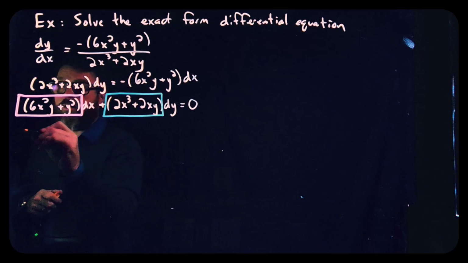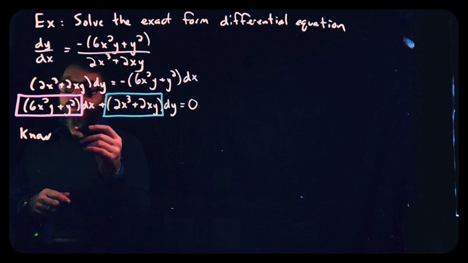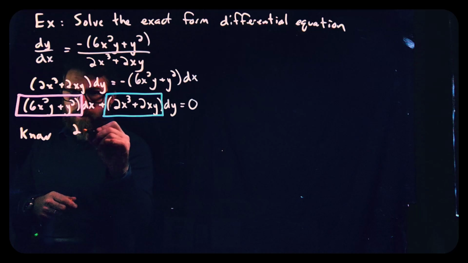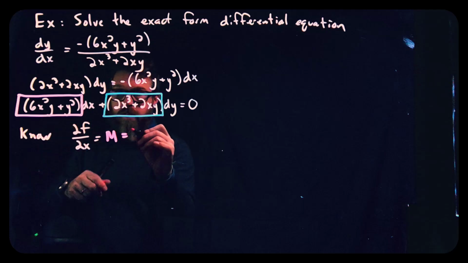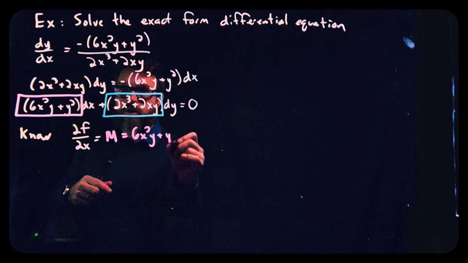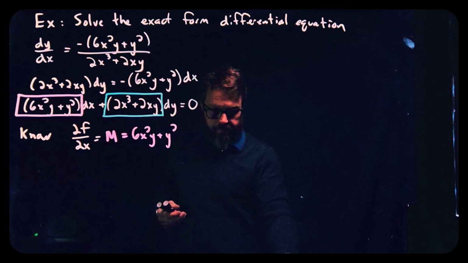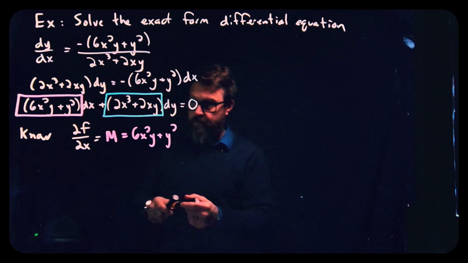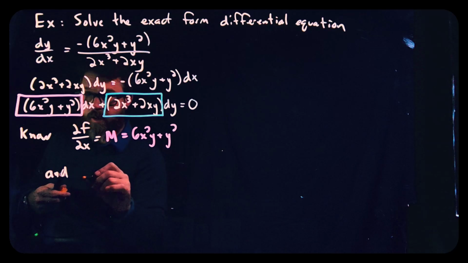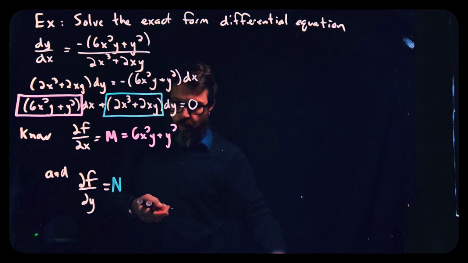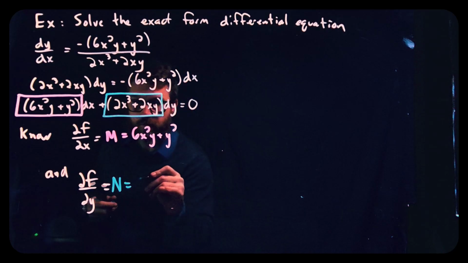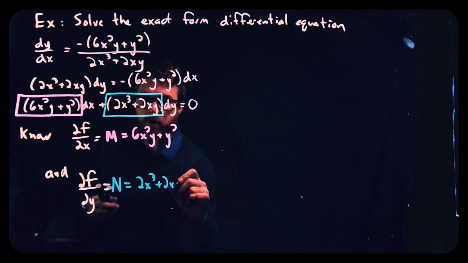So what we know is that the derivative of our solution function with respect to x is going to be equal to our M function, which is equal to this 6x squared y plus y squared. And similarly, the derivative of that solution function with respect to y is going to equal this N function, which is equal to this coefficient function, 2x cubed plus 2xy.